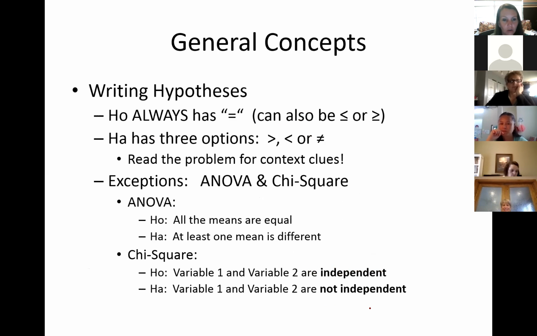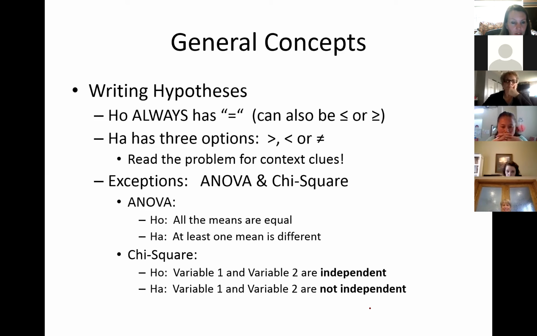All right, so in general, and this is the same slide I've had in previous test review videos, when you're thinking about writing the hypotheses, remember that the null hypothesis is always going to have the equal sign in it, and the alternative hypothesis is either going to be greater than, less than, or not equal to. Read the problem for the context clues to figure out what the alternative hypothesis should be. This applies to regression also, where we're testing the slope: beta equals 0 versus beta can either be greater than, less than, or not equal to 0.